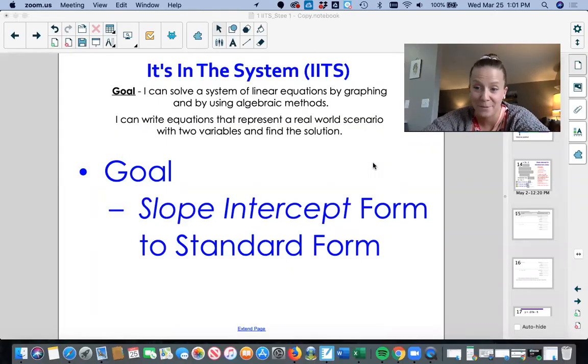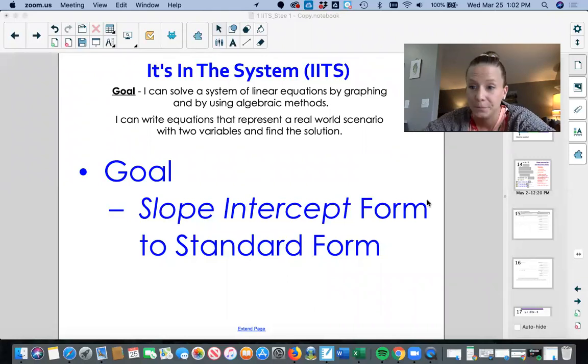Okay, so yesterday we took an equation. Both of them were linear, meaning they're going to make straight lines. We took it from standard form and turned it into slope-intercept form, which we are used to. Now today we're going to do the opposite. So we're going to take it from slope-intercept form, which we are most used to, and turn it into standard form.